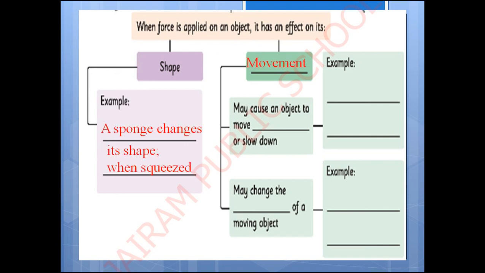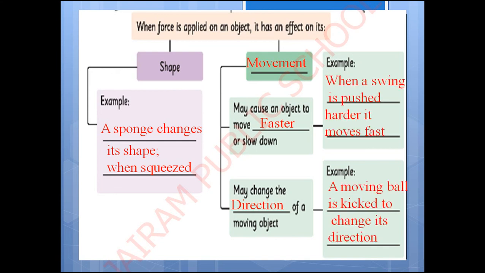Now let us discuss with an example. A sponge changes its shape when squeezed. In movement, force may cause an object to move faster or slow down, or it may change the direction of an object. Now let us give an example for the movement and the direction. For faster or slow down, the example is when a swing is pushed harder, it moves fast. For the change of direction, a moving ball is kicked to change its direction.